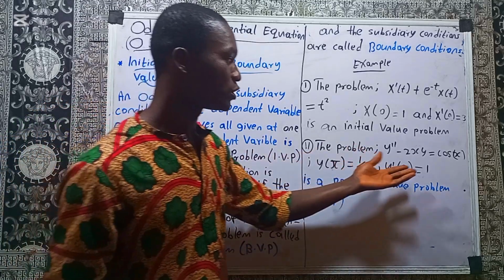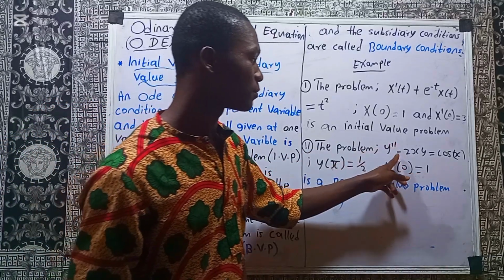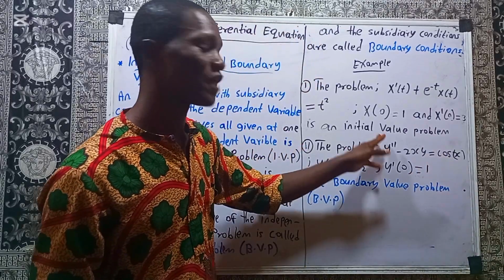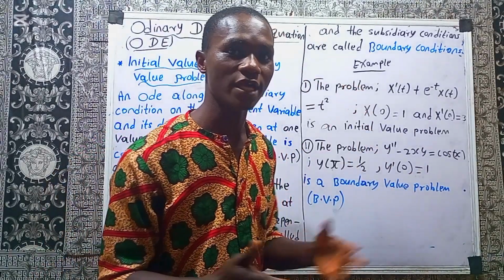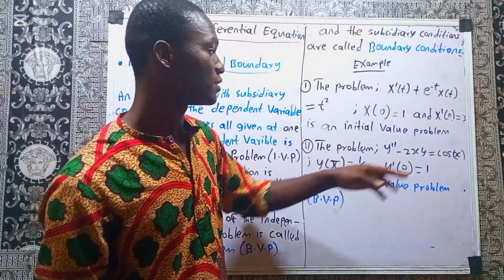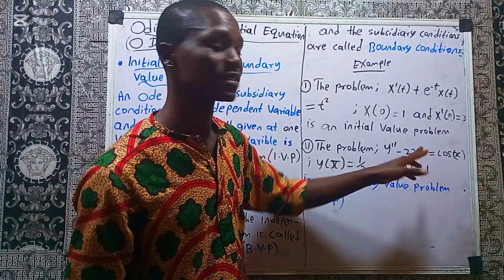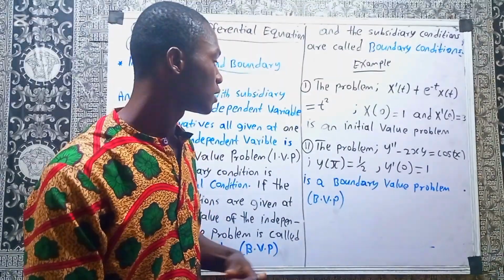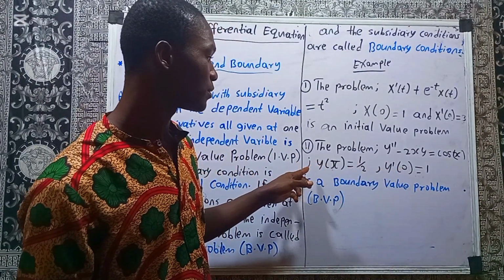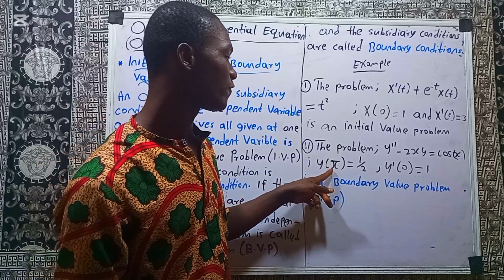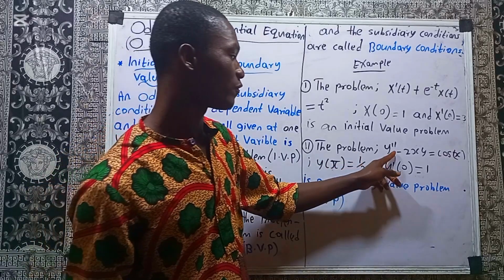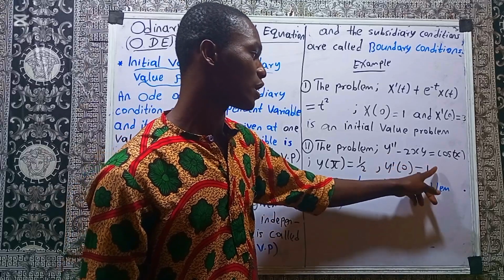Now looking at this ODE, y prime prime minus 2xy equals cosine x. The one having prime is the dependent variable. y is the dependent variable because y is the one that has the derivative sign. Then x is the independent variable, right? Now look at this condition. There is a condition attached to this problem. They say that y of pi is half, and y prime of 0 is 1.